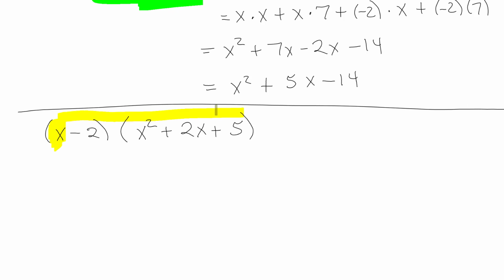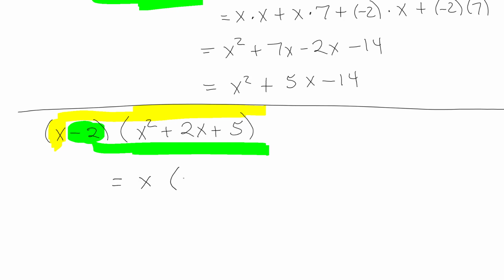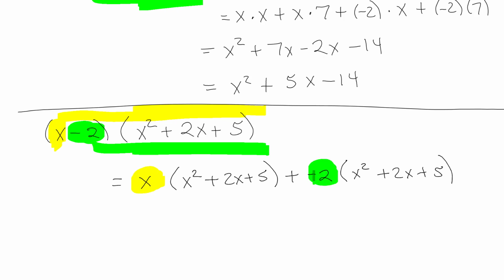But it's the same process. I've got the x that I want to multiply by everything, and I've got the negative 2 that I want to multiply by everything. So I've got x is going to get multiplied by x squared plus 2x plus 5, and the negative 2 that's going to get multiplied by x squared plus 2x plus 5. Okay, it's all about the process. So x times all that stuff, negative 2 times all that stuff. X times each element that it's paired up with, negative 2 times each element in that expression that it's paired up with. And again, don't be a hero.